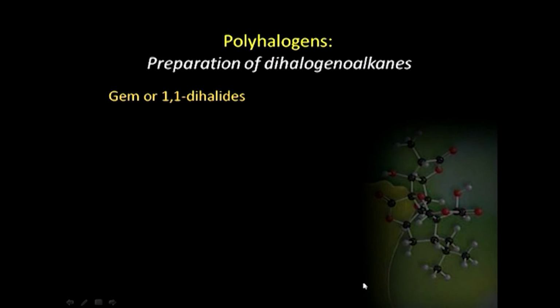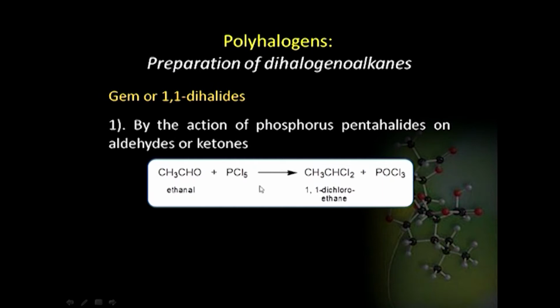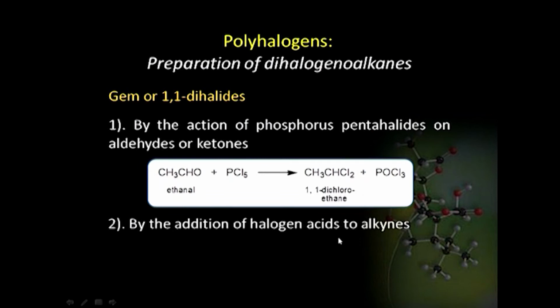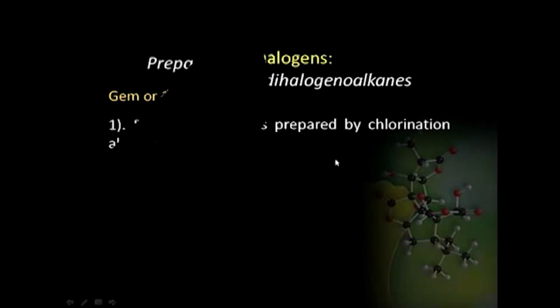The dihalogenoalkanes can be of two types, gem or 1,1 dihalides, where the halogen atoms are attached to the same carbon. These can be prepared by the action of phosphorus pentahalides on aldehydes or ketones. So, ethanal combines with PCl5 and gives 1,1 dichloroethane, or else by the addition of halogen acids to alkynes. So, ethyne combines with hydrobromic acid and gives bromoethene, which further reacts with HBr to give 1,1 dibromoethane.